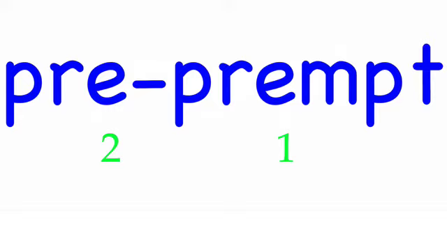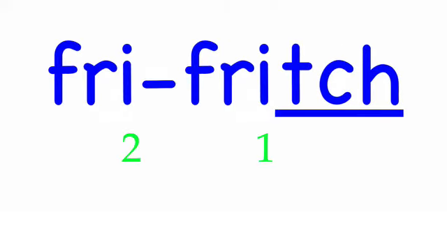The next word pair, fry, fritch. Fry is a nonsense word here with 3 sounds: f, r, i. Fritch, 4 sounds: f, r, i, ch. Now, in fritch, we have a 6-letter word, but we only have 4 sounds to represent in that word. So we have one consonant team, TCH, that is 3 letters, but it only represents 1 sound, ch.